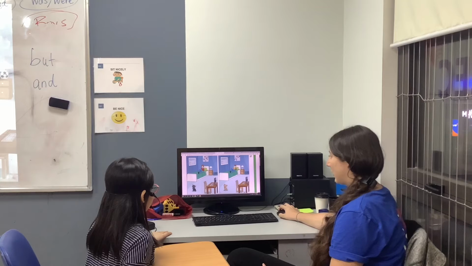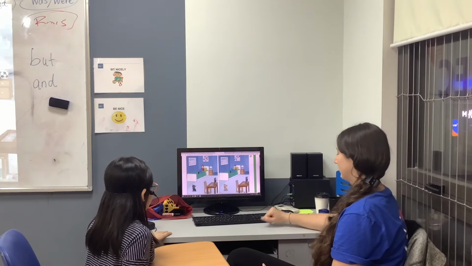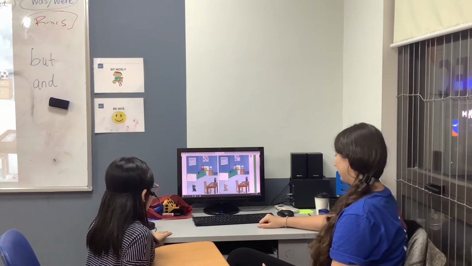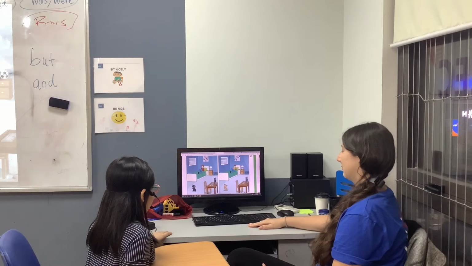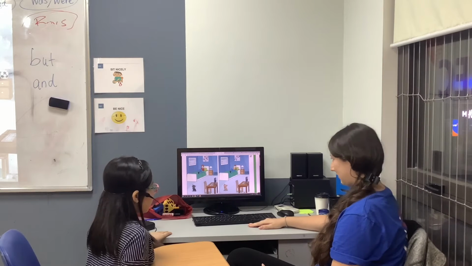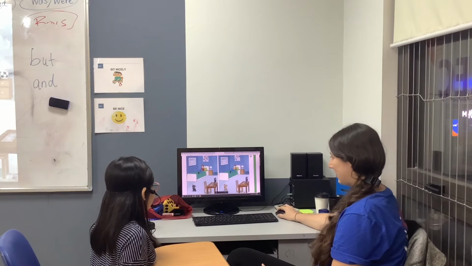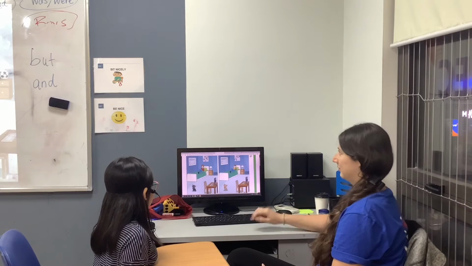Tell me about the camera. In picture one, the camera is on the table. But in picture two, the camera is under the table. Good. Anything else? What is the boy doing?